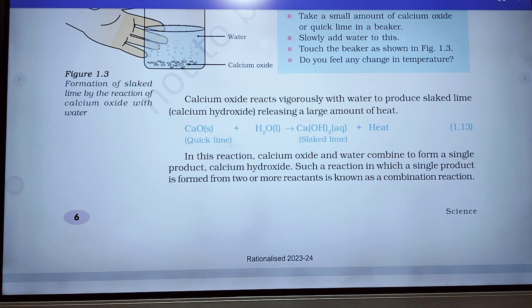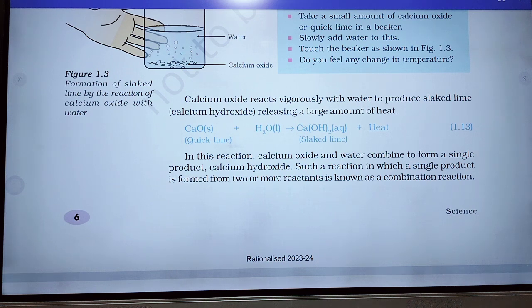It means if a reaction in which a single product is formed from two or more reactants, it is known as a combination reaction. Only one product is formed from two or more substances, then it is called a combination reaction. I hope you understand what a combination reaction is. It is a reaction in which two reactants form only a single product.